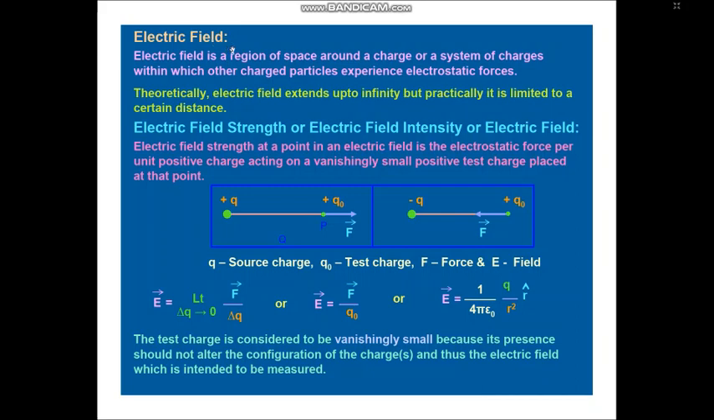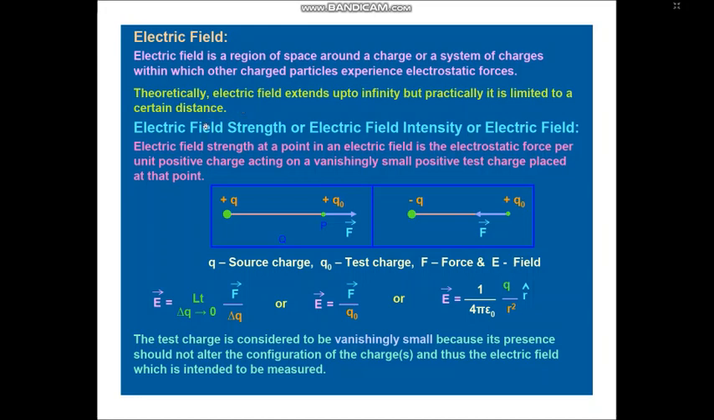The charge at rest produces electric field around itself. Electric field is a region of space around a charge or a system of charges within which other charged particles experience electrostatic forces. Theoretically, electric field extends up to infinity, but practically it is limited to certain distance.